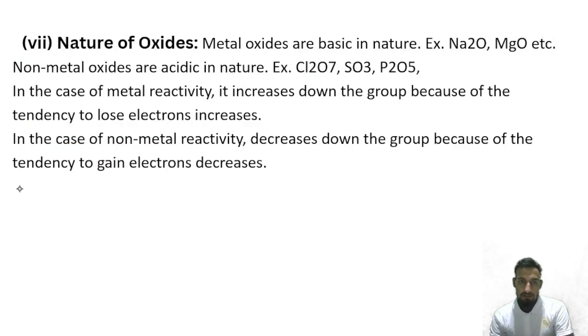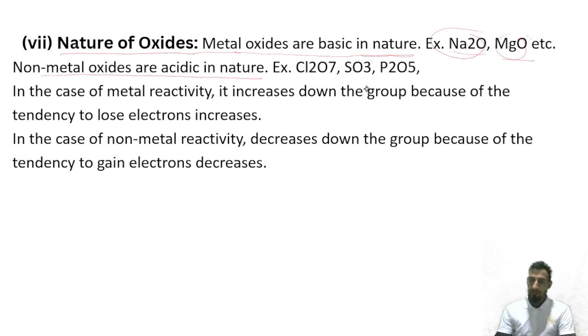Coming on to the seventh trend, that is nature of oxides. Already we know that metal oxides are basic in nature and non-metallic oxides are acidic in nature. Like for example, Na2O, MgO, these are metallic oxides and they are basic in nature. And similarly, non-metallic oxides are acidic in nature. For example, Cl2O7, SO3, P2O5, these are all non-metallic oxides and they are all acidic in nature. And these are basic.